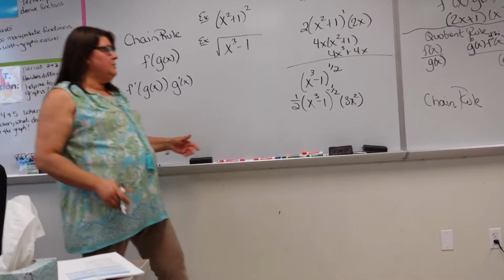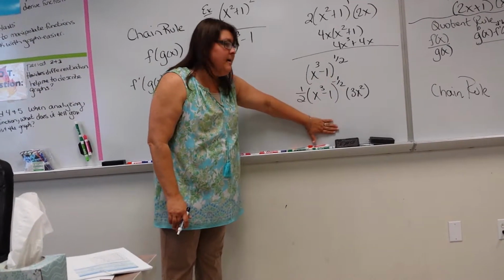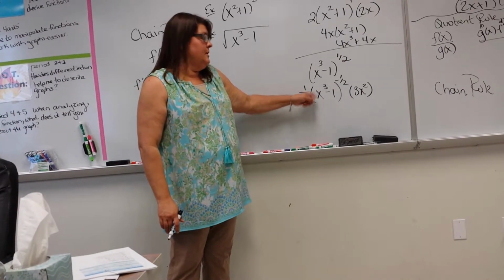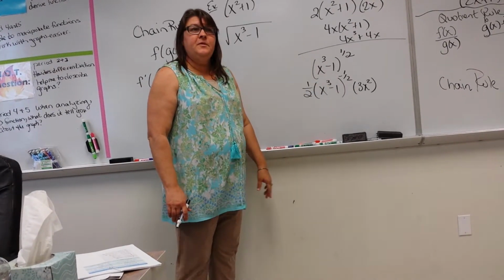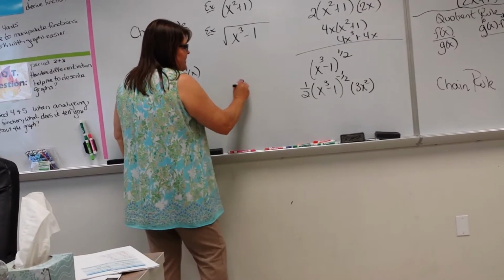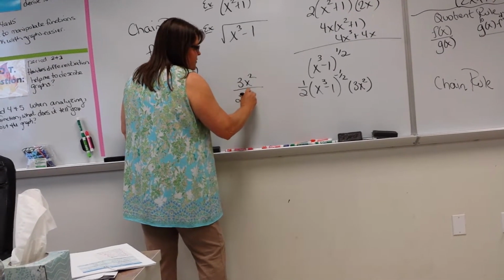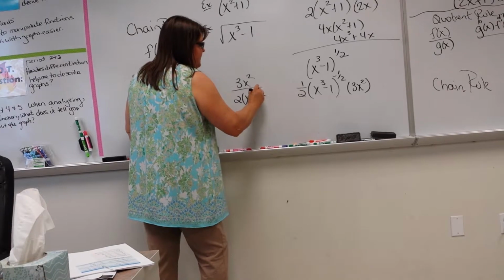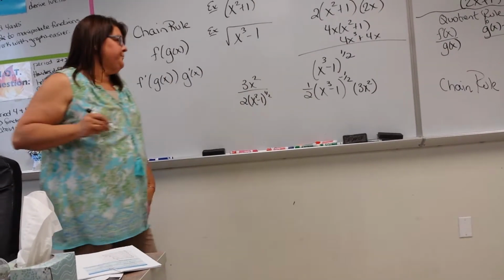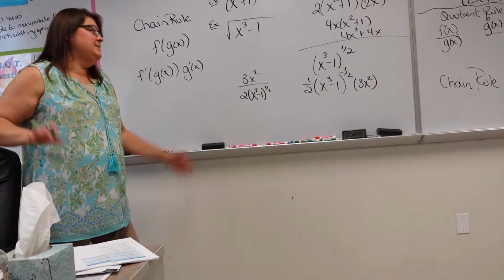One thing you could do is this could flip to the bottom and pair up with the 2, while this stays on top. If you wanted to clean it up a little bit, it'd be 3x squared over 2 times x cubed minus 1 to the 1/2, or square root, however you choose to write it. Which is gross, but that's okay.